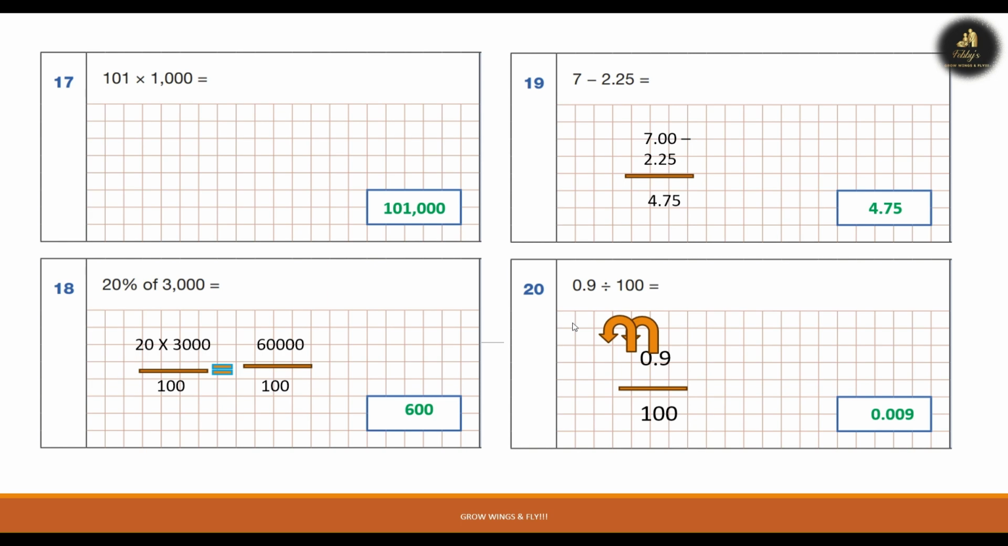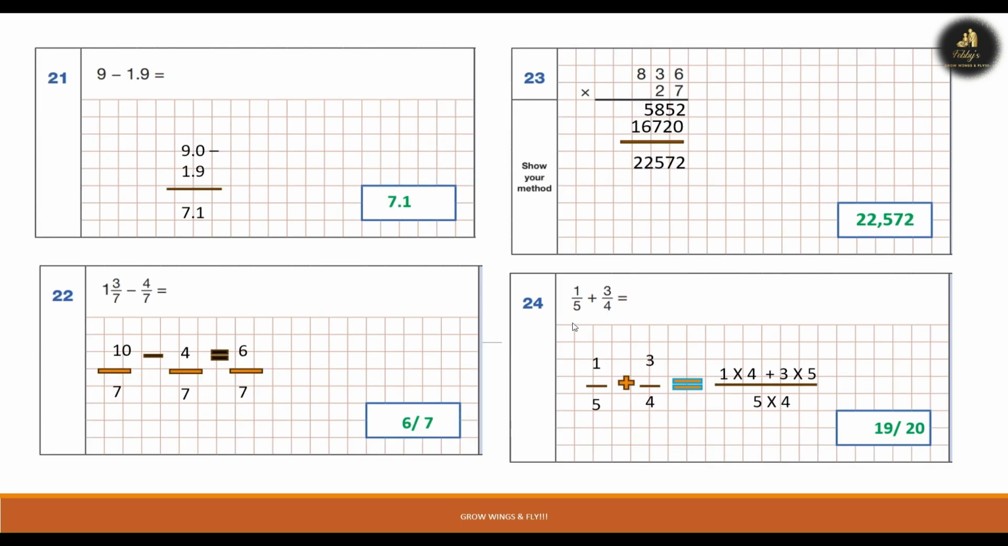Question 21 can be answered in a simple way. We write 9 as 9.0 first and then take away 1.9, which will give us the answer as 7.1. In question 22, we will have to convert the mixed fraction into an improper fraction. The improper fraction, in this case, is 10 over 7. We would then take away 4 over 7 from that. This will give us the answer as 6 over 7.